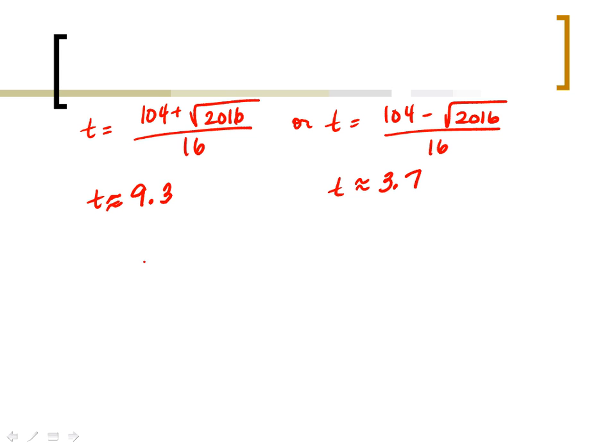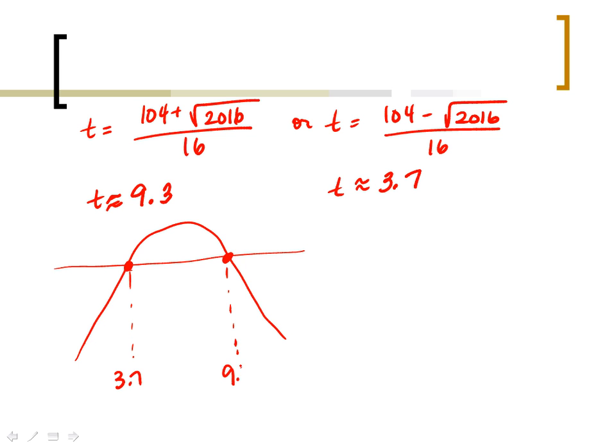So understand what's happening. This rocket has been launched from the ground, and it goes up like this. When will it reach a height of 550? It's going to reach that in 3.7 seconds and in 9.3 seconds. So in other words, when it's going up and then on the way back down, it will reach that height again. So there can be 2 answers for this particular problem.